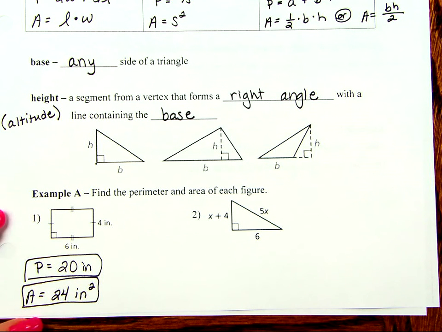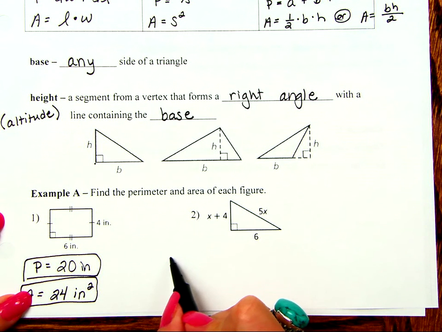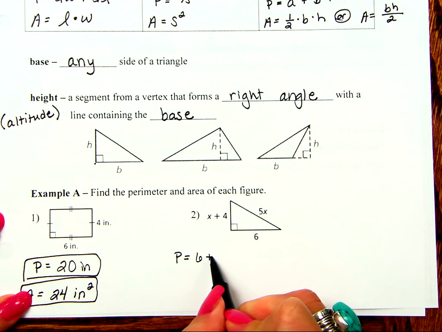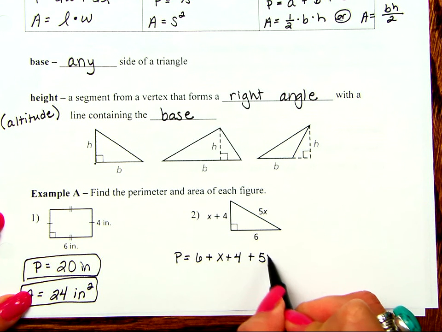For my triangle, you can see, well, here they throw in a little bit of algebra, because one side is given as 6, another as x plus 4, and another as 5x. If I were finding my perimeter and I were adding those up, 6 plus x plus 4 plus 5x.